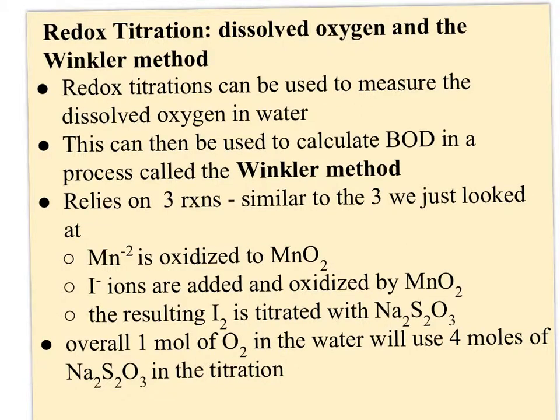So what's the titration used? Well, the Winkler method uses redox titrations by using 3 different reactions, and they're actually similar to the 3 we just looked at. Mn²⁺ is oxidized to MnO2. Iodide ions are added and oxidized by the MnO2, and then the resulting I2 is titrated with thiosulfate. Now, we could look at these 3 individual steps, and the book does, and you're welcome to do that, but really what you need to know is 1 mole of O2 in the water will use 4 moles of Na2S2O3 in the titration. That's the way it breaks down, 1 to 4.